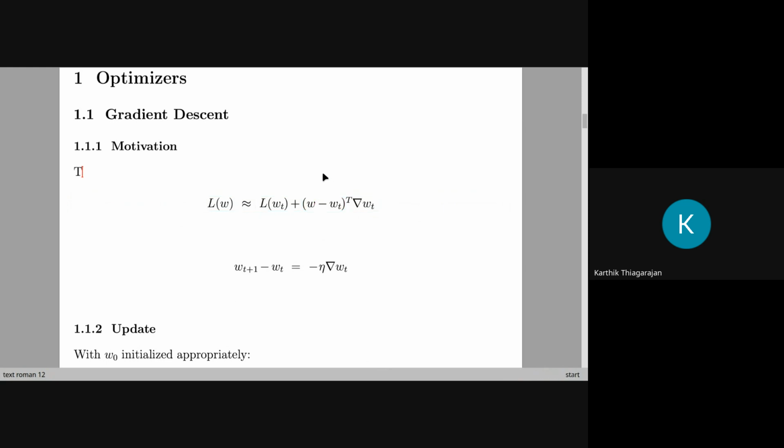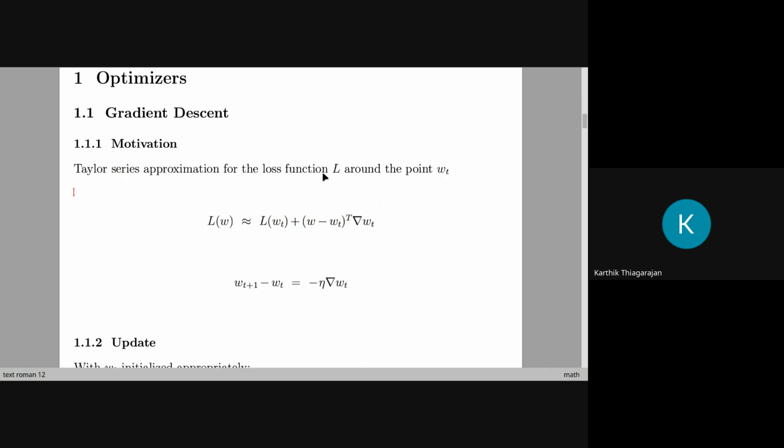So remember, this is very important, right? Taylor series approximation for the loss function L around the point, around which point? Omega t. Yeah, right. I call it WT, but it's fine. It could just look like omega. It doesn't matter, both are fine. For the sake of this session, we'll call it WT, right?